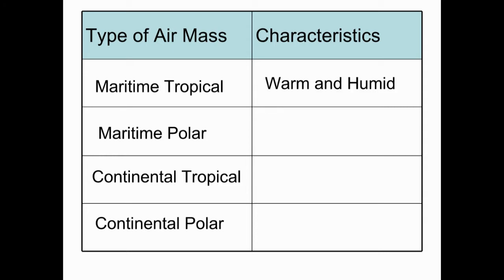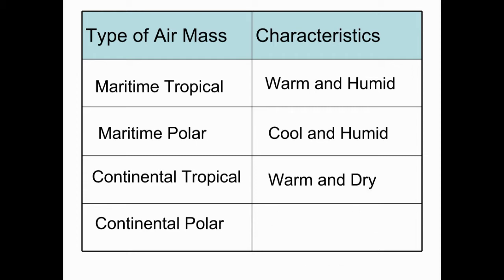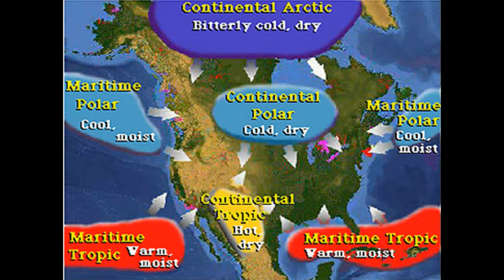Maritime polar is going to be cool and humid. Polar will bring that cooler weather. Maritime, since it forms over the ocean, will be more humid. Continental tropical is going to be dry because it forms over land, but tropical indicates that it's going to be warm. Continental polar also forms over land, but indicates that it's going to be cool. If you take a look at this map, you can see where each of the following form.